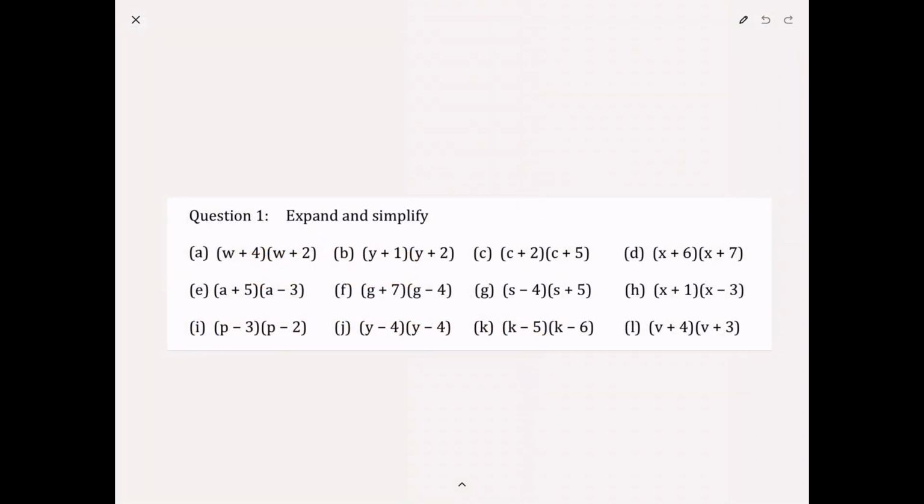And then here we have some for you to try then. We've got 12 lovely questions using the grid method, tried and trusted method to expand and simplify double brackets. Enjoy.